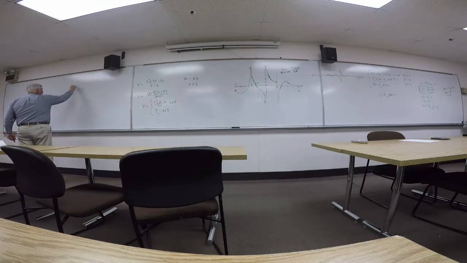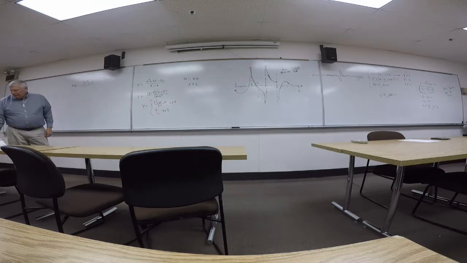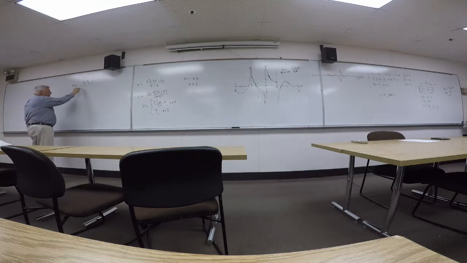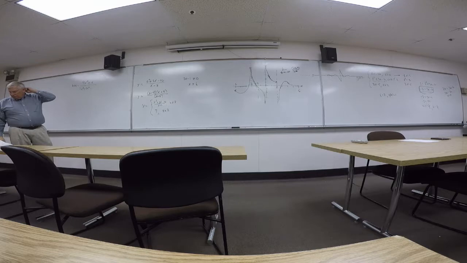H of x equals 9x to the fourth plus x, divided by 2x to the fourth plus 5x squared minus x plus 6.